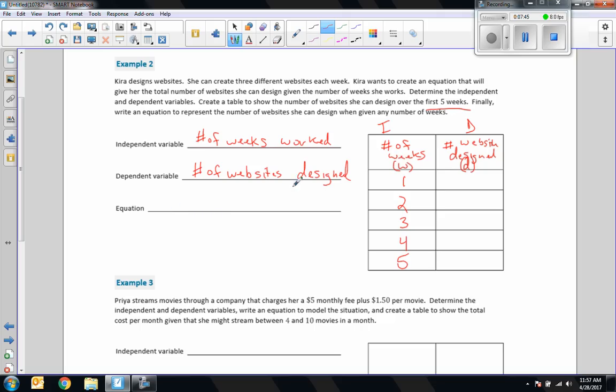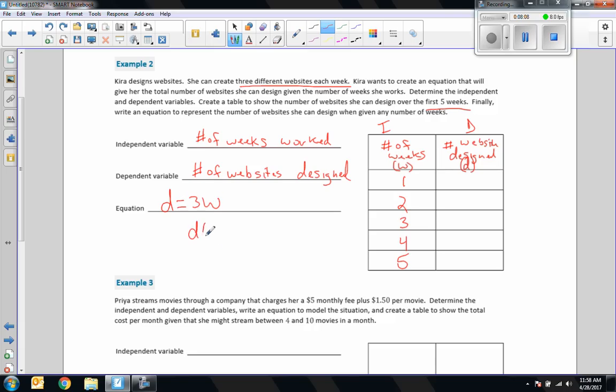So now we need an equation. The dependent variable is always by itself, and the independent variable is having an operation performed upon it. And 3 websites each week, so that'd be 3 per week. So the equation is the number of websites designed equals 3 times the number of weeks worked.